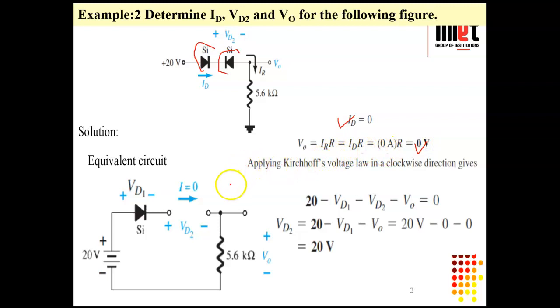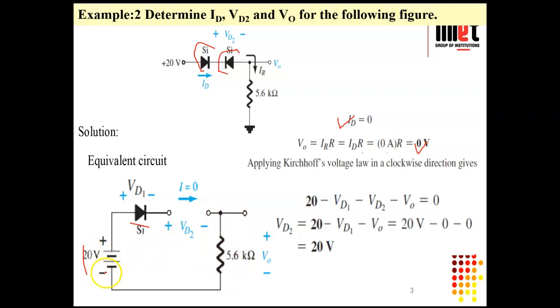Now what will be next? We have to calculate VD2, because here it is open circuit, and we can calculate VD2 easily. How can we replace this circuit? Plus 20 is the battery. Now the second one will be the diode VD1. Let's assume the voltage across the first diode is VD1, and VD2 is the voltage across the second diode, which is open circuit. Now this is the circuit, and we can apply KVL.